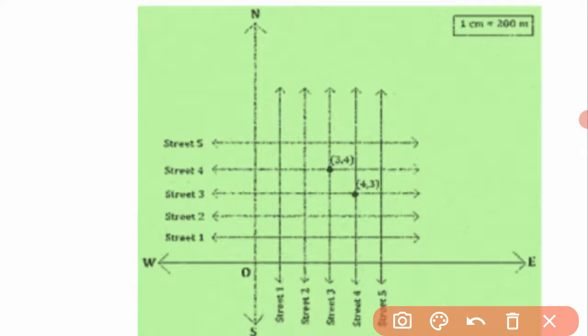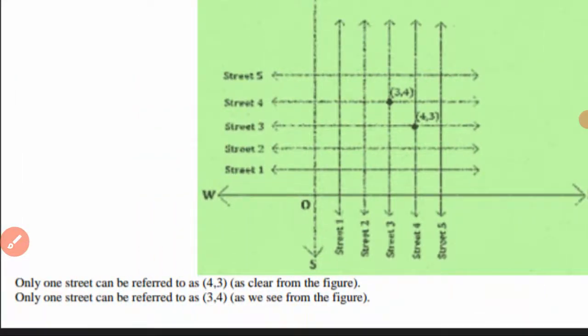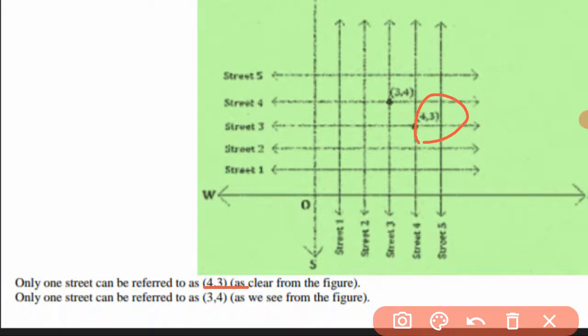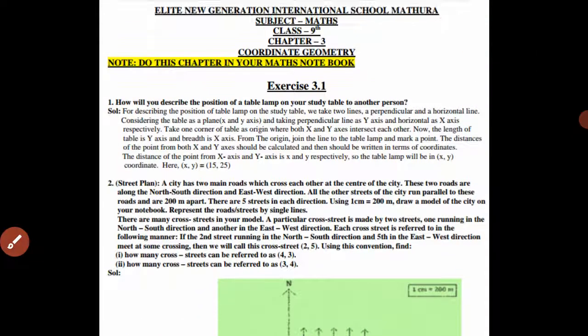So both the points are different. We can say that only one street can be referred to as 4, 3. There is only one street at 4, 3 and there is only one street at 3, 4. In this way we can represent this. In the same way you have to complete this exercise.